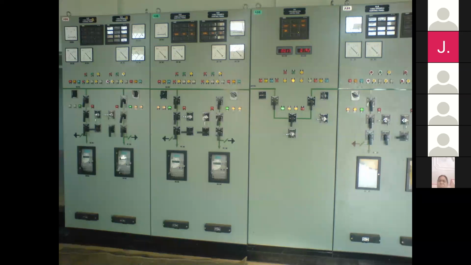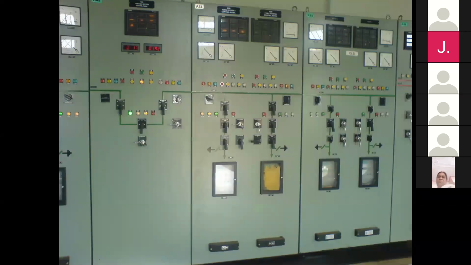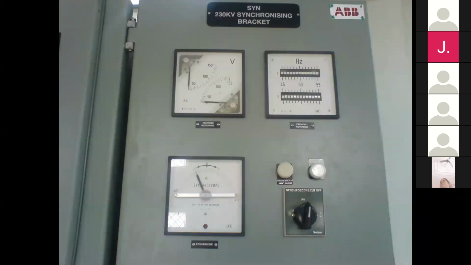So let me move on to understand further. Synchronization. We know in machines lab you might have done synchronization: same voltage, frequency and phase angle, the dark lamp method. All these different types are there. Here we have the synchronization of voltage, frequency, phase angle. This is common for all the bays. We can use this as a sync system.